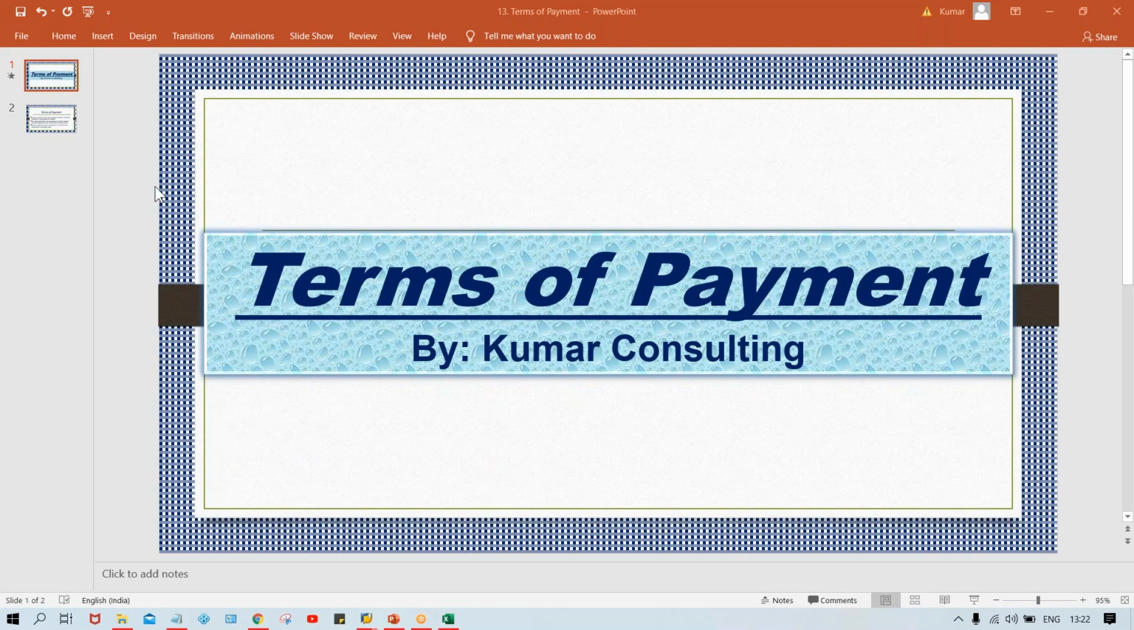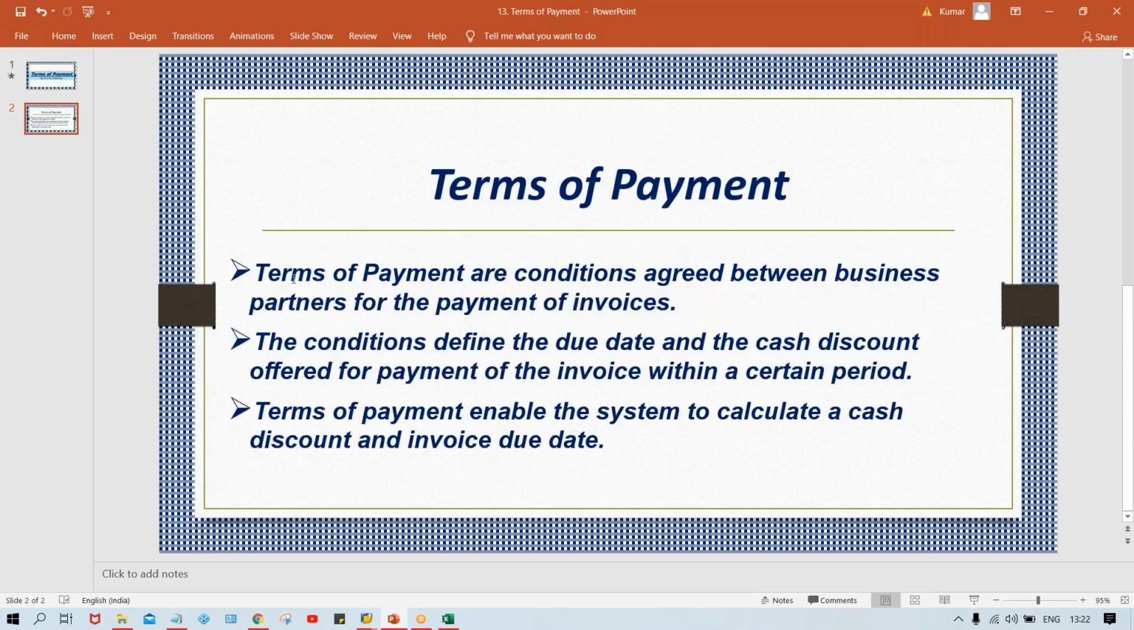I'm going to cover a topic called terms of payment, or it is also called payment terms. In this session, I'll explain what terms of payment or payment terms are and how they are configured in SAP. Look here, guys. Terms of payment are the conditions agreed between the business partners for the payment of invoices. The business partner could be a vendor or a customer. Both are business partners, guys.